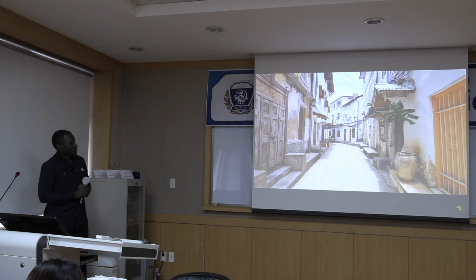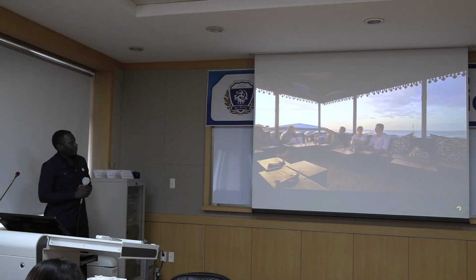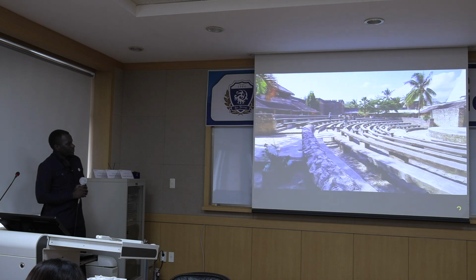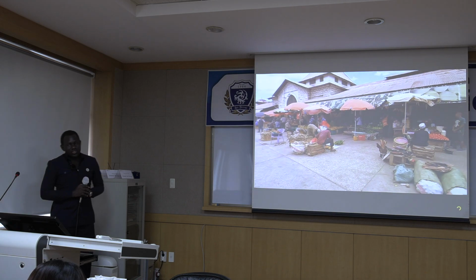Don't forget to explore Stone Town, a UNESCO World Heritage Site known for its fantastic blend of Arabic, African, and European cultures. Wander through the narrow streets. Visit bustling markets. As you see, this is an old building.